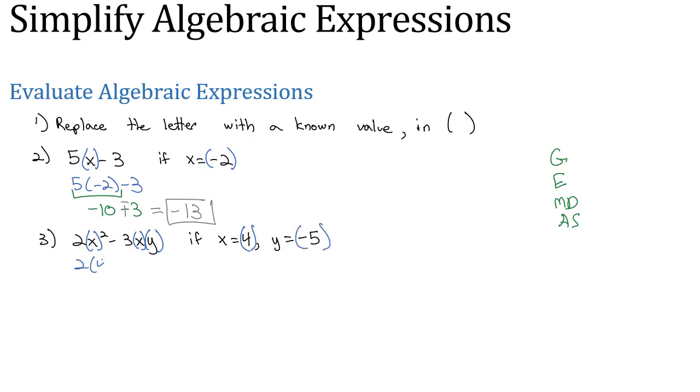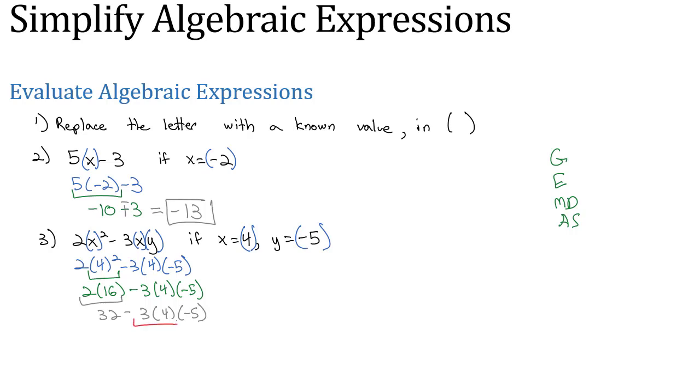So we have 2 times x, which is 4 squared, minus 3 times x, which is 4, times y, which is negative 5. This now becomes a big order of operations problem with negatives. GEMDAS tells us we have to do the exponent first. So we have 2 times 4 squared, which is 16, minus 3 times 4 times negative 5. We're going to multiply from left to right. So 2 times 16 is 32, minus 3 times 4 times negative 5.